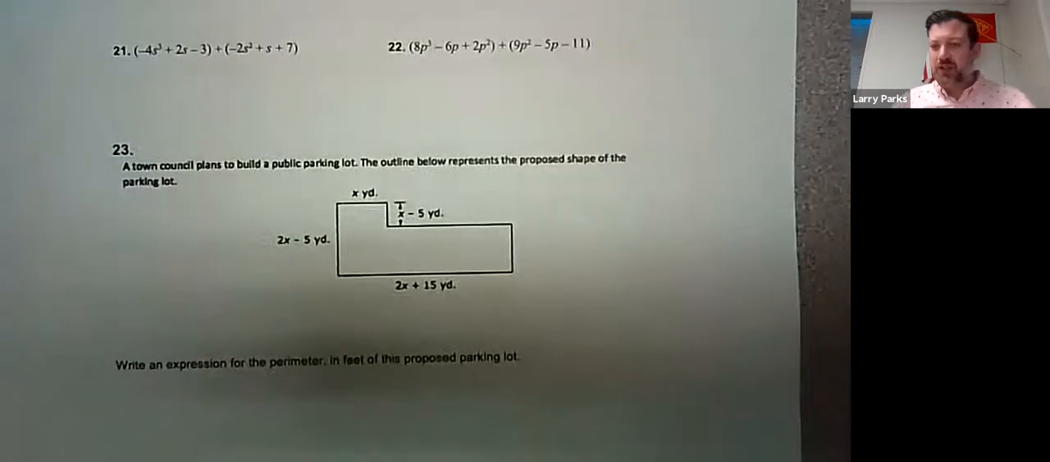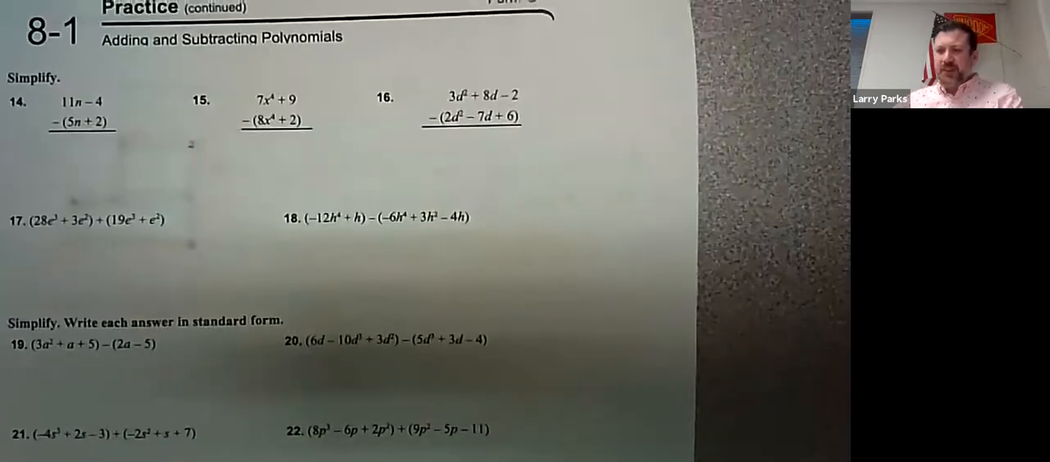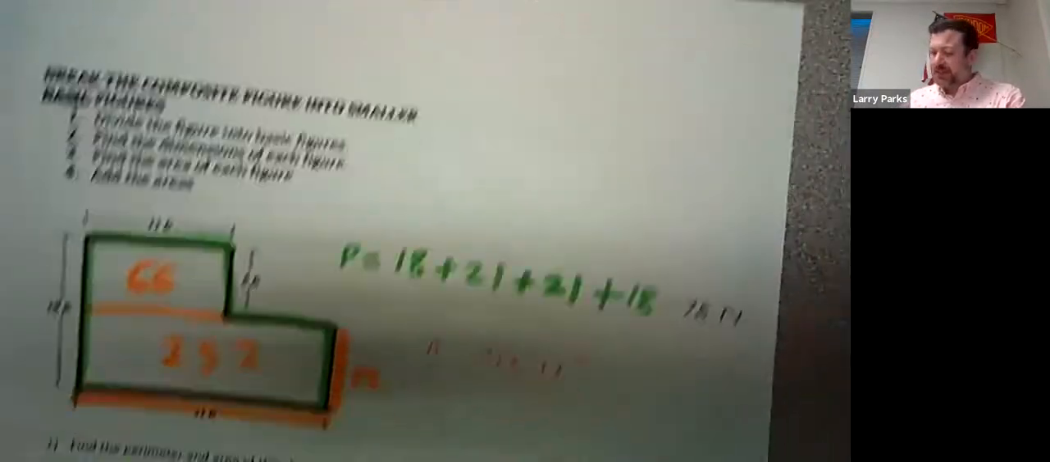And then here's one I'll let you try yourself, to find the perimeter. Okay, so that's the practice today. We are not done with the notes. I kind of jumped ahead of myself.